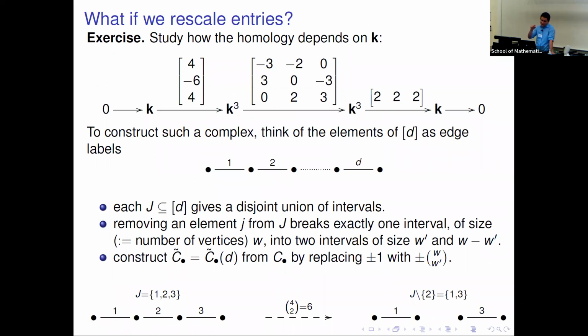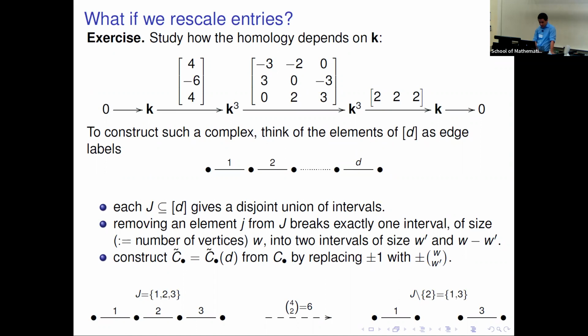And then when I remove an element in the set J, that exactly will break down one interval into 2 pieces. Yes? And so the coefficient that I'm going to put when that happens is just going to be a binomial coefficient. So if I break up an interval of size W into one of size W prime and its complement, then I'll write the binomial coefficient. Okay, that's how I got this complex on the top of the slide.